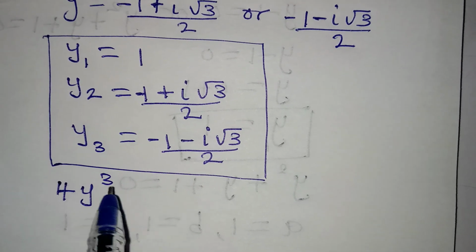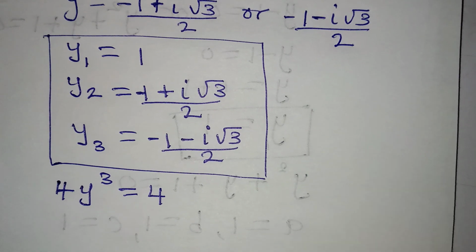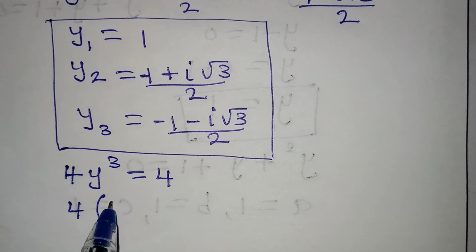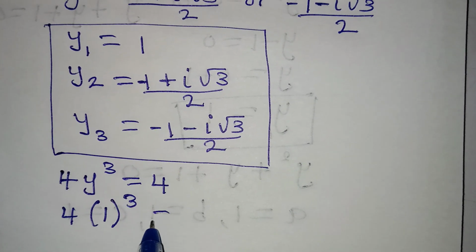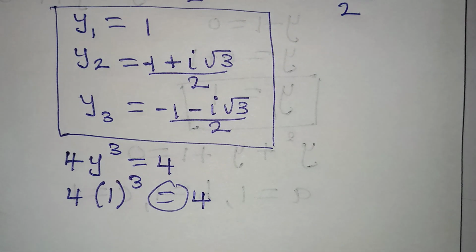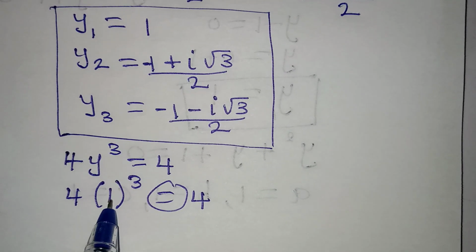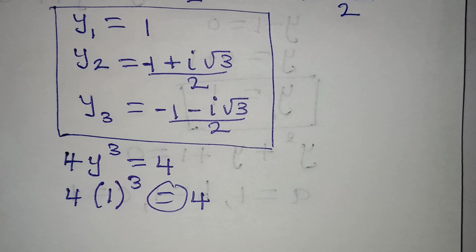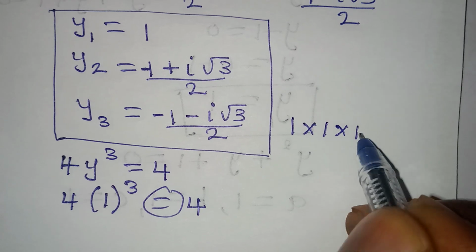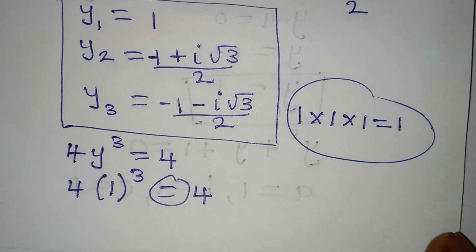Remember, the original equation is 4y to the power of 3 equals 4, right? Now let's put in the first value of y, which is 4 into 1 to the power of 3. Will this give us 4? Do you know that some persons would be saying that 1 to the power of 3 should be 3? But that is not correct, because 1 to the power of 3 is 1 times 1 times 1. Look at it here, 1 times 1 times 1, and this will still give 1, right? So if you write 3, you're going to be wrong.